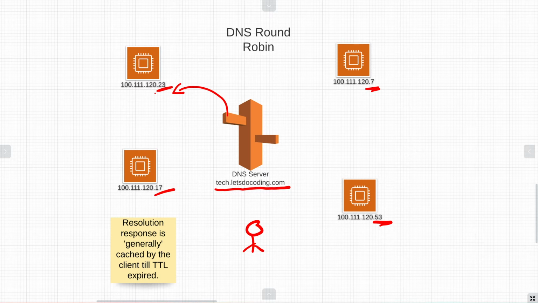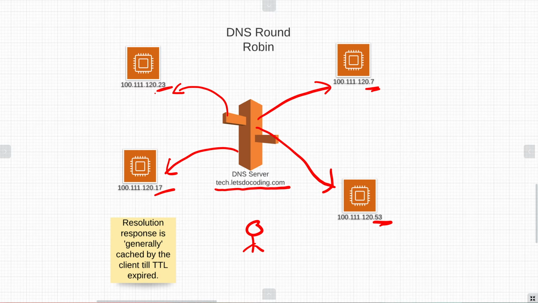Then let's say a new user comes up, that user will be returned the IP address of this server, and likewise this server, and likewise this server. So the user doesn't need to know, the servers don't need to know. It's a basic funda of the DNS. It rotates these requests in a sort of a round robin way.